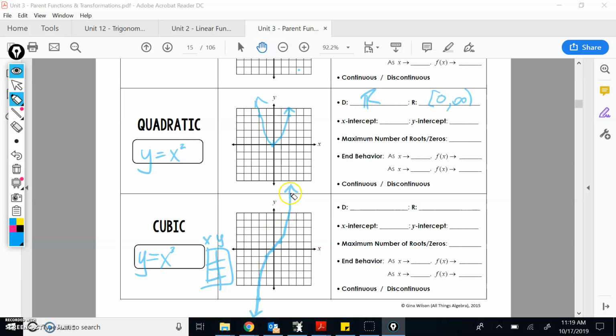But it looks like it goes on and on forever in both directions, positive and negative. This is the cubic function. Again, point at 0, 0, point at 1, 1, negative 1, negative 1. It also has a point at 2, 8, because when we plug in 2, we get 8, and also negative 2, negative 8.